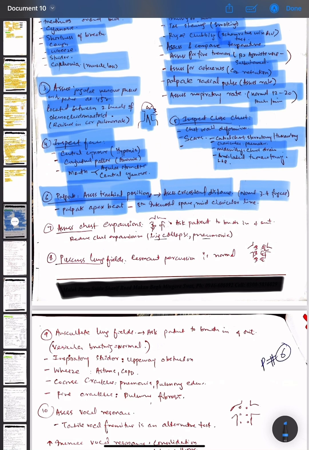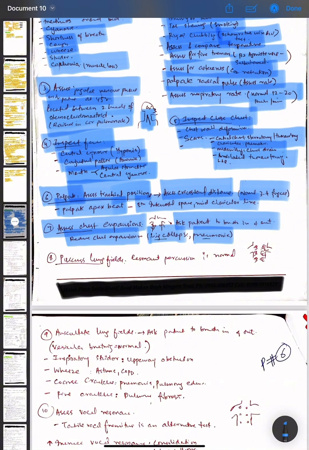Then you have to assess the chest expansions. Ask the patient to breathe in and out, and reduced chest expansion is present in lung collapse and pneumonia. So you have to find the chest expansions, and from that you can detect whether lung abnormality is present or not. First of all, put your hand on the patient's chest and then ask the patient to breathe in and out. If the expansion is reduced, then it means that there is an abnormality present, which may be lung collapse or pneumonia.